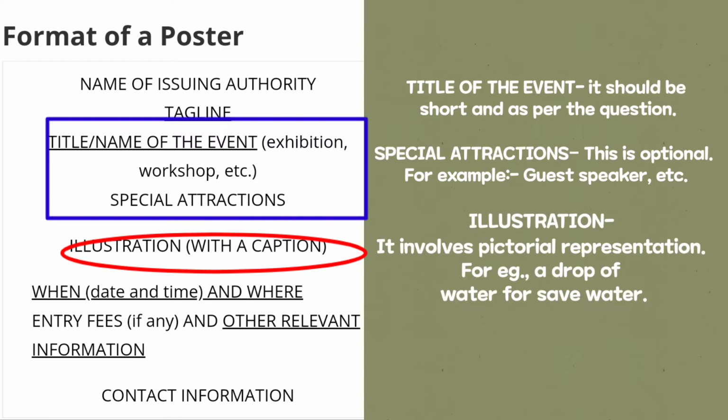Next is the title or name of the event, whether it is an exhibition, workshop, etc. Title of the event should be short and as per the question. Special attractions like this is optional. Who is the guest speaker, who is the chief guest, etc. Then it is the illustration with a caption. It involves pictorial representation, which means you have to draw something. For example, a drop of water for a Save Water campaign.